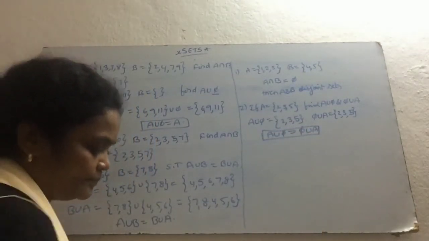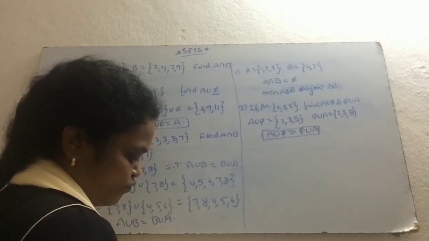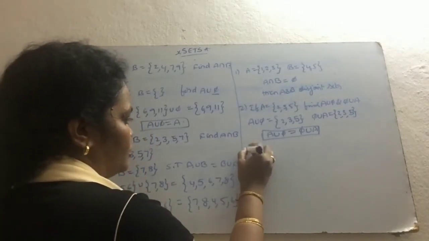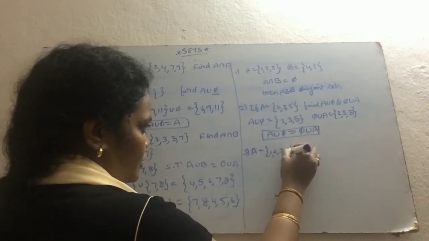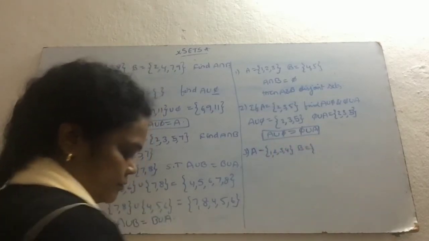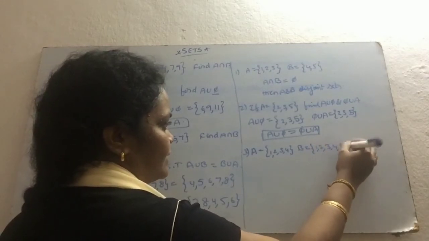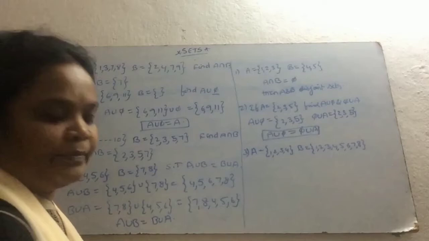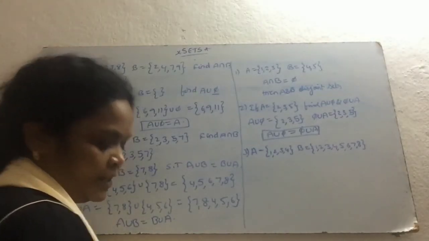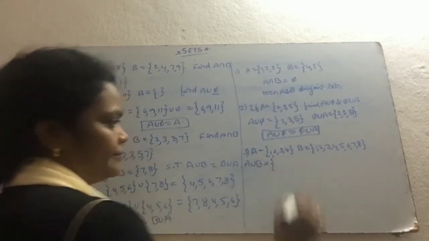And next, if A equal to {1, 2, 3, 4}, B equal to {1, 2, 3, 4, 5, 6, 7, 8}, find A union B, A intersection B. First we will find A union B.